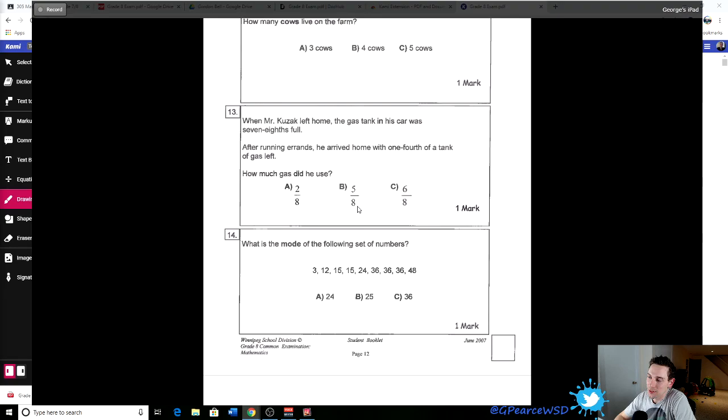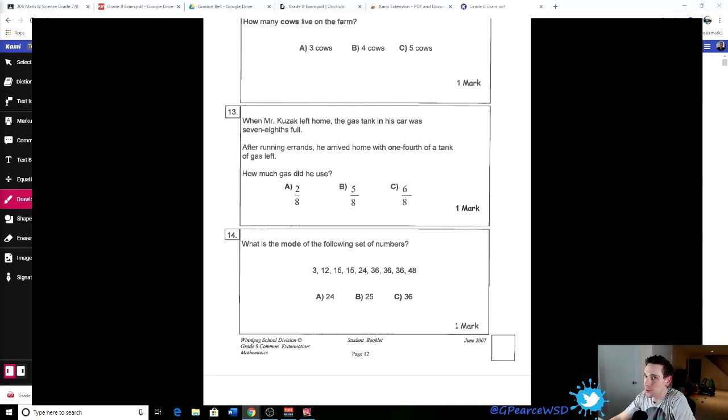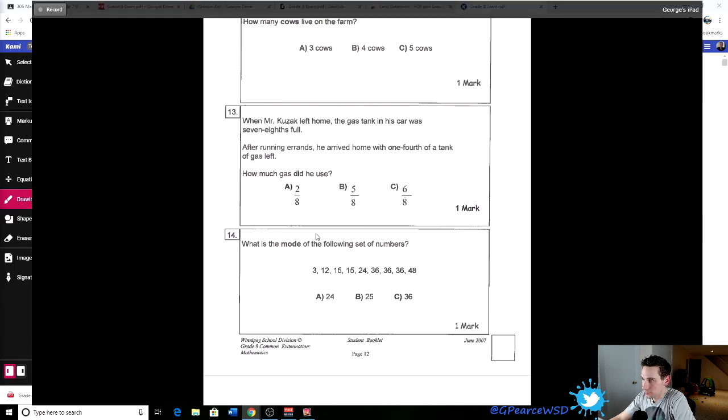So I think a lot of these questions seem like you have to read the question. You can't just look at the answer and think, oh, there's fractions. You have to really sort of understand what they're asking you. I think that's really important. So it looks like reading the question and really thinking about how I need to do that problem is going to be incredibly important. You know, obviously it involves fractions. After running errands, he arrived home with 1/4 of a tank of gas left. How much did he use?